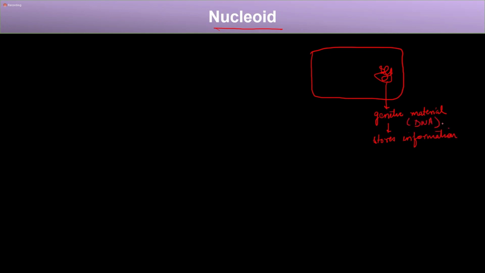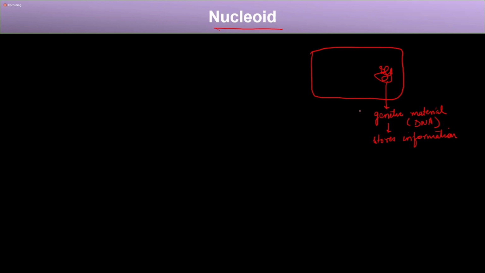So nucleoid is, as I said in the beginning of the class as well, that every cell has a characteristic feature that it consists of genetic material. It consists of a genetic material, right? And this genetic material, what does it do? It stores information. And what is the name of this genetic material? The name is DNA. Okay.